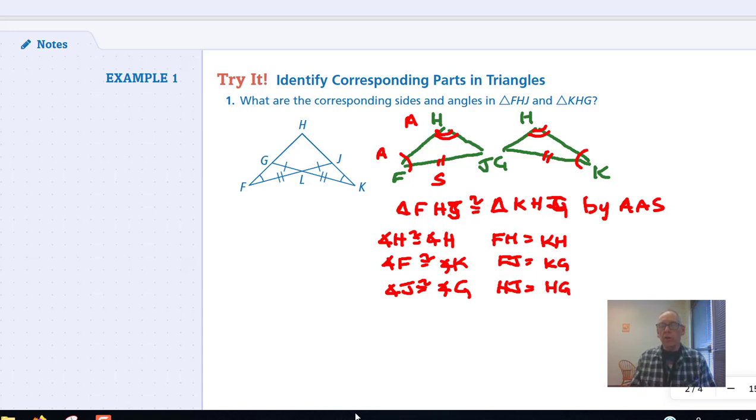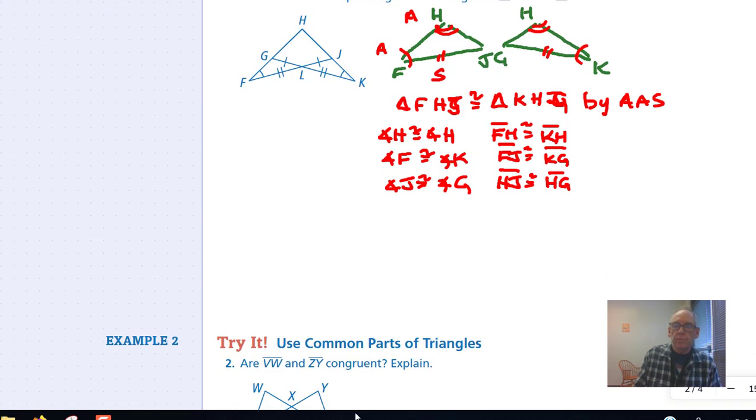So I can use the diagram to match up the parts, or I can use the congruent statement to give me the segments. And now I did equals because I was dealing with lengths, but if I want to do segments, I have to use the congruent sign. So let's do the segments. So these segments are congruent between the triangles, and these angles are congruent between the triangles. Let's move on.